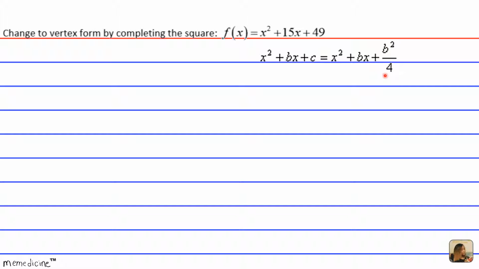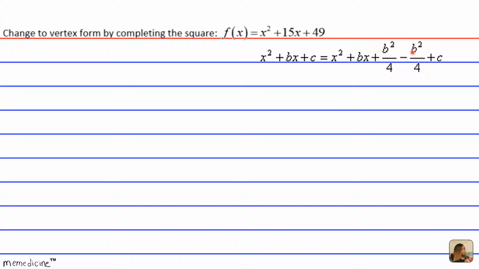And the reason why this is 4 in the denominator is because in b over 2, the 2 is going to be the square root of 4. So when you square 2, you get 4. So b over 2 times 2 is not equivalent to b here. So we're going to have to make it so.